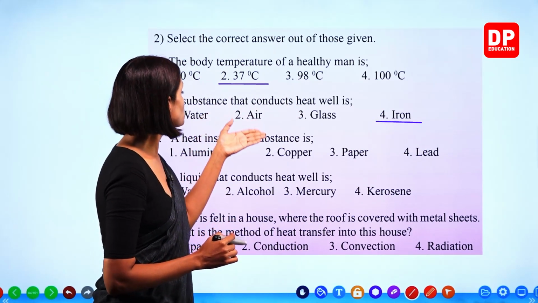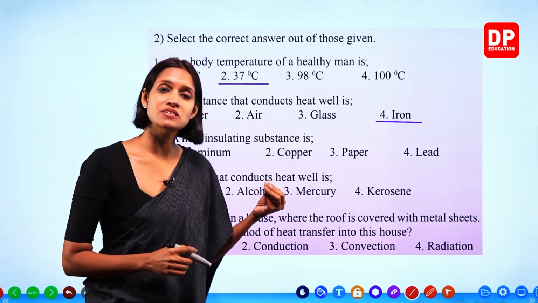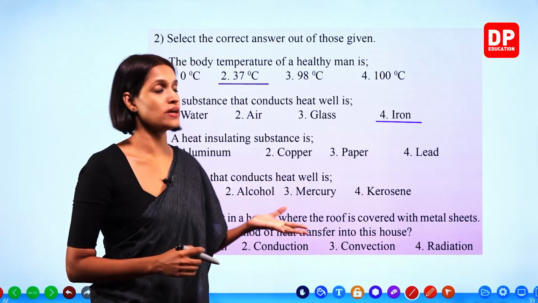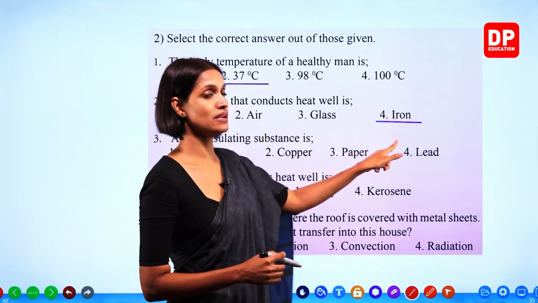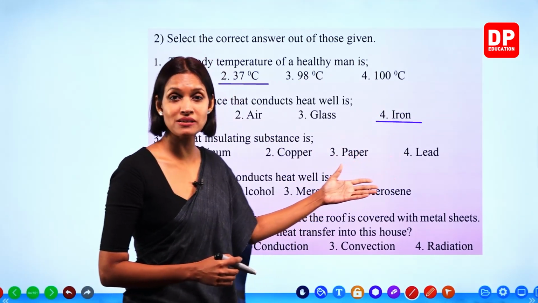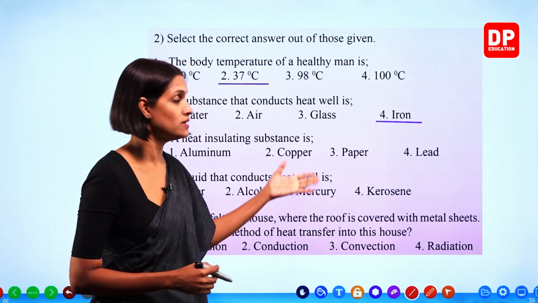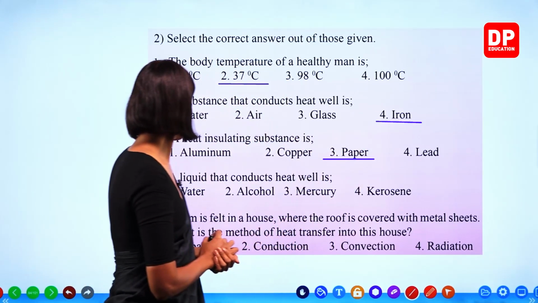The heat insulating substance. Heat insulating substances are the substances that do not conduct heat well. We'll go through this. Aluminium, copper, paper, lead. Aluminium, copper, lead, they all are metals. Metals conduct heat well. Paper does not conduct heat well.